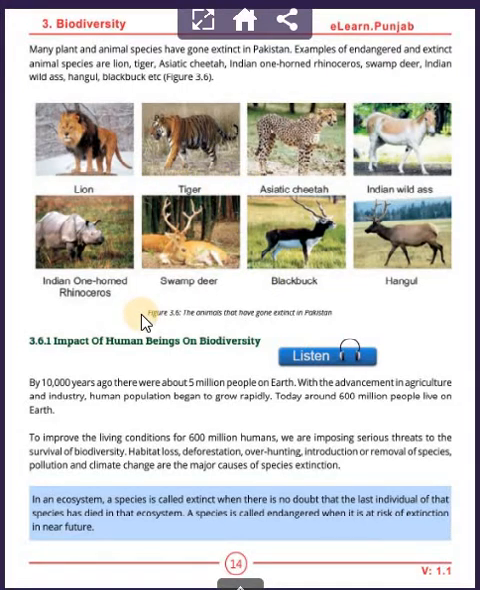So what is actually the main impact of human beings on the biodiversity? If we go 10,000 years ago, there were about 5 million people on the earth. As time is passing, agriculture and industry are increasing, the human population is growing, so the need for food and shelter is also increasing. That is why people started hunting and deforestation as well. Because of deforestation, there is the loss of habitat.